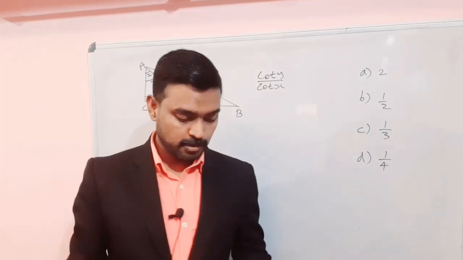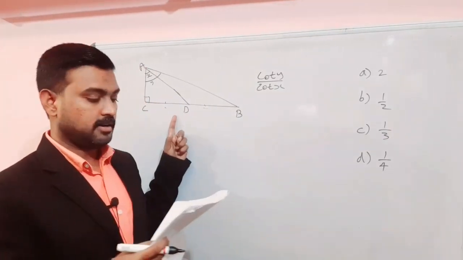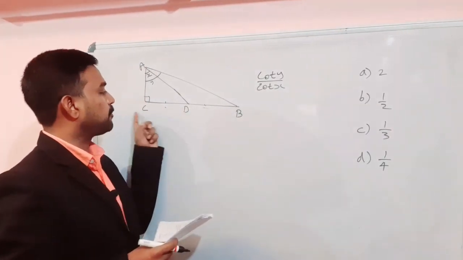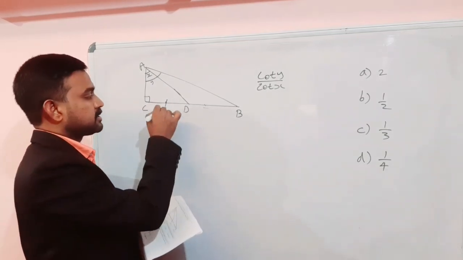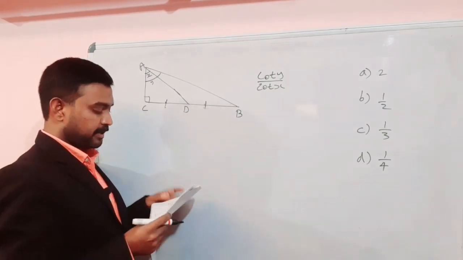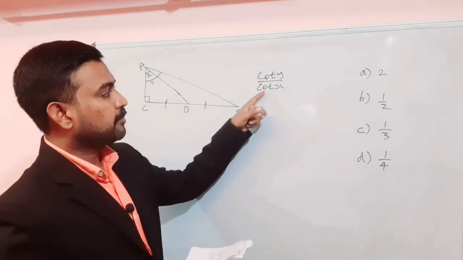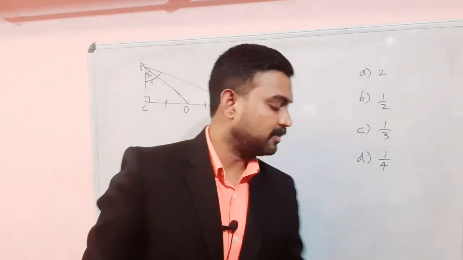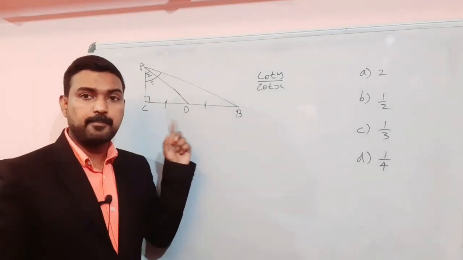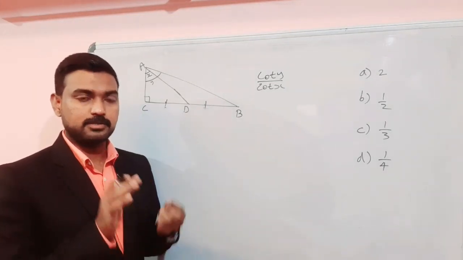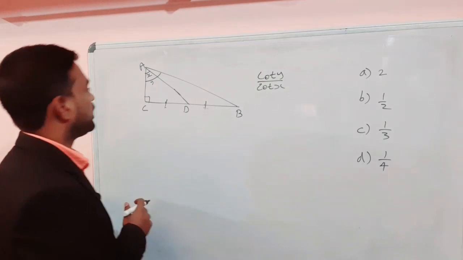Hi dears. Next question. In the given figure, D is the midpoint of BC. That means this CD and DB will be equal. Find the value of cot y by cot x. That is the question. It is given that this D is the midpoint of this line BC. That is only given. So we can try to find out its answer.